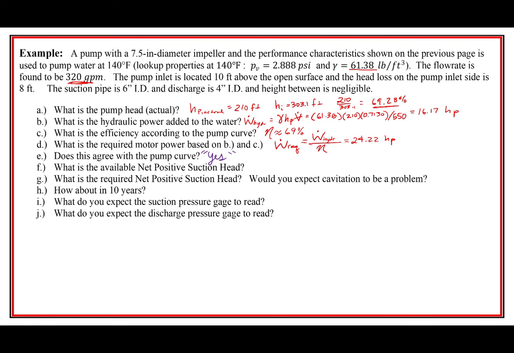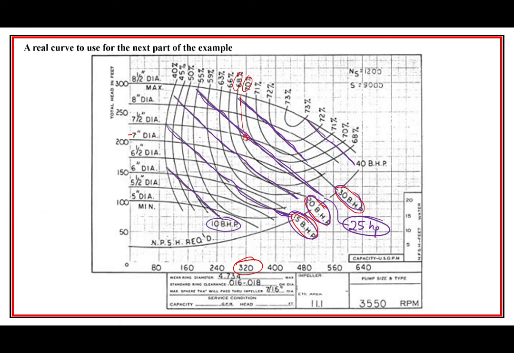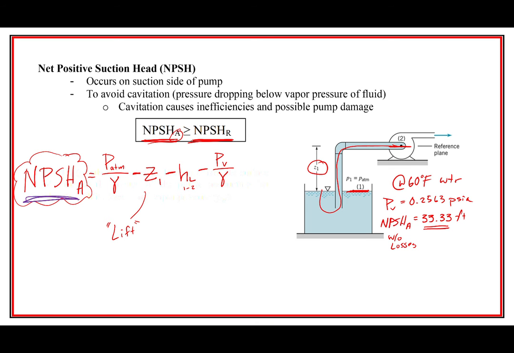What is the available net positive suction head? That requires actually doing some calculation for F. So the net positive suction head available is going to be, first take atmospheric 14.7, multiply it by 144, divide it by the specific weight, 61.38. You need to have seen the previous video where we figured out what that was going to be. So that's what we're doing.